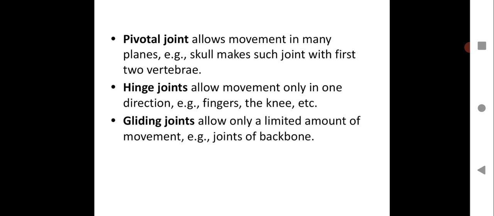Gliding joints allow only a limited amount of movement. Joints of the backbone: only a limited amount of movement is possible, you cannot move completely. That is where bending is possible. The body becomes flexible because of these gliding joints.